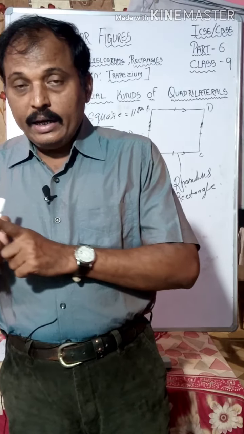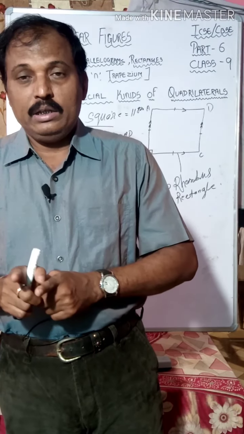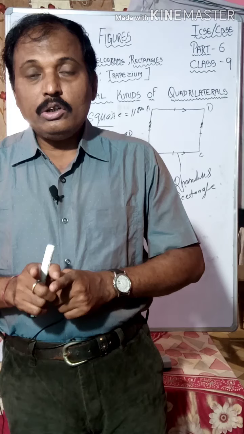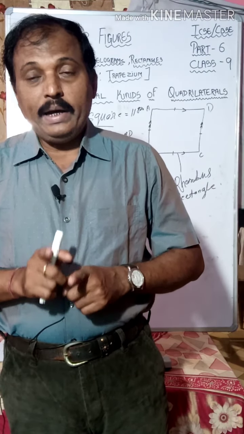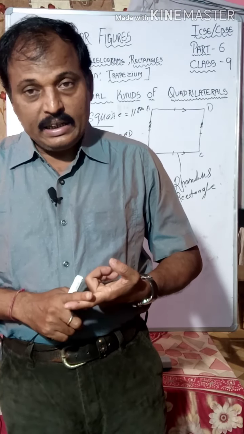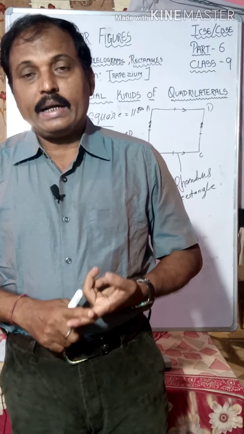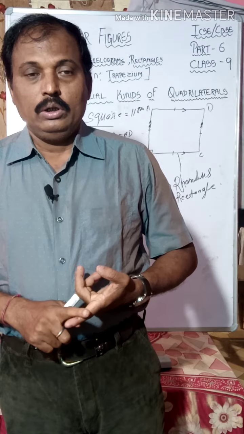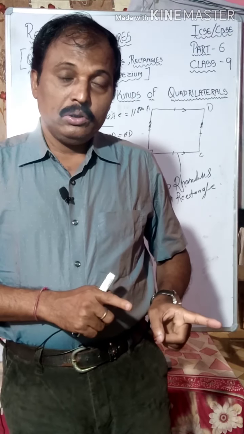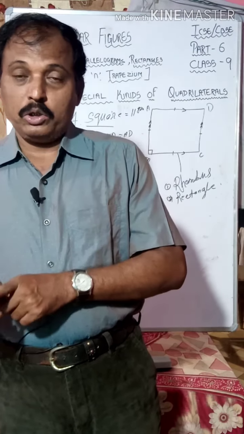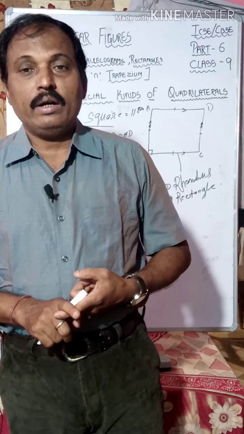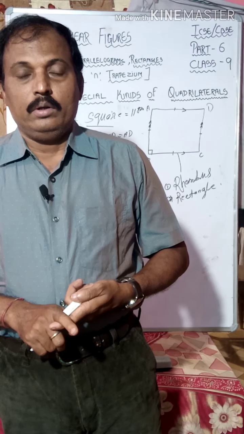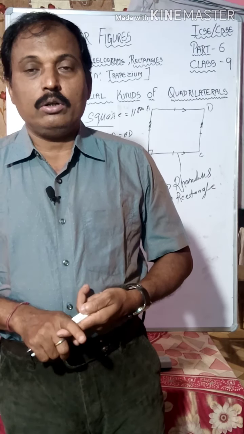So square is a rectangle in which adjacent sides are equal. Then that rectangle is called a square. Square is a rhombus, so square is a rhombus in which each angle measures 90 degrees. That rhombus is called a square.